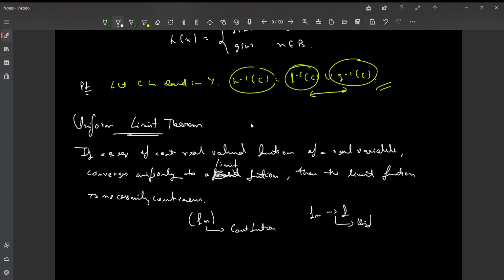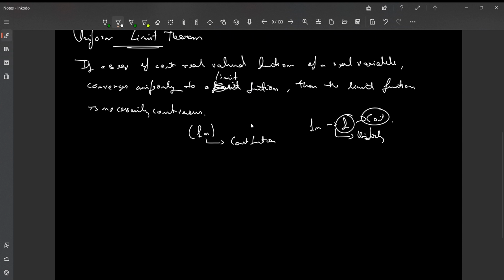This is actually one more way of constructing continuous functions. If you are given a sequence of continuous functions such that Fn converges to F uniformly, then F is continuous. So if you can take hold of a sequence of continuous functions which converge uniformly to some function, that function is necessarily continuous. So let's now discuss more about these continuous functions.